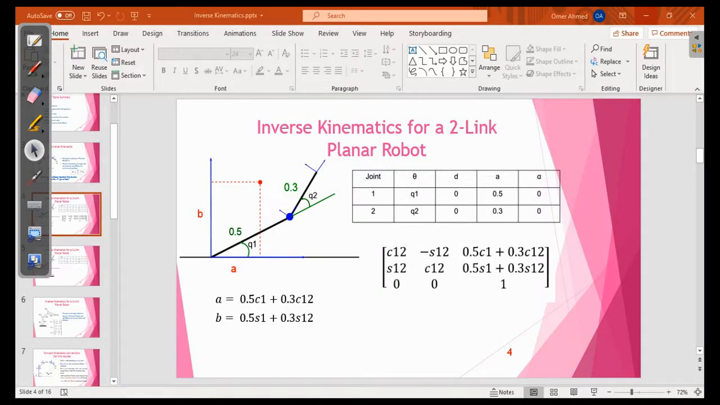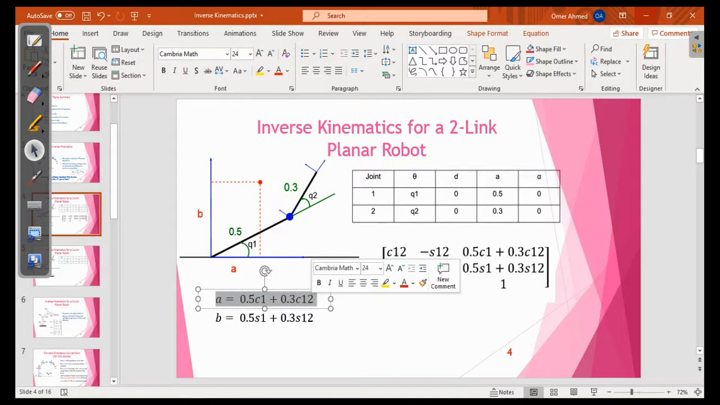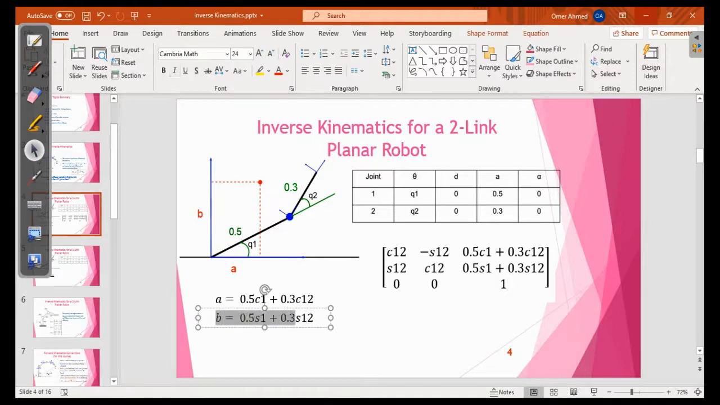Okay, in the last video we saw that for our robot end effector to reach a desired point with coordinates A and B, the translation part of the transformation matrix should match these coordinates A and B. In other words, the x component of the translation vector should match A, and we get this equation. Similarly, the y component of the translation vector should match B, and for that we get this equation.